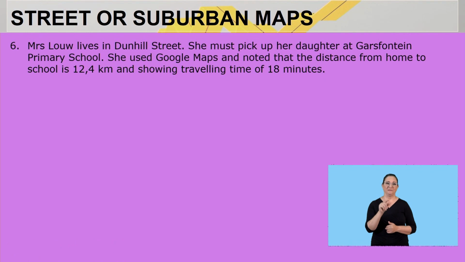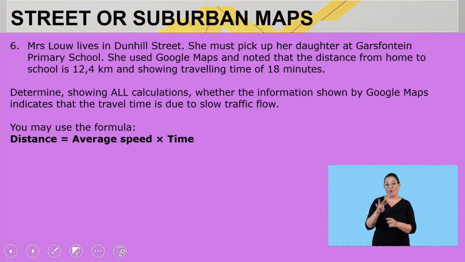Right, it says here number 6. Mrs. Lowe lives in Dunhill Street. She must pick up her daughter at Garsfontein Primary School. She used Google Maps and noted that the distance from her home to school is 12.4 kilometers, right? And showing traveling time of 18 minutes. It says further on, determine, showing all calculations, whether the information shown by Google Maps indicates that the travel time is due to slow traffic flow. Then it also indicates the following. You may use the formula distance equals average speed multiplied by time.